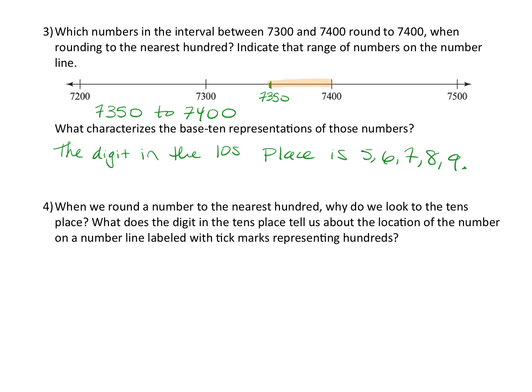So when we round a number to the nearest hundred, why do we look at the tens place? The digit in the tens place tells us whether we are to the left or the right of the halfway point between the two closest hundreds.